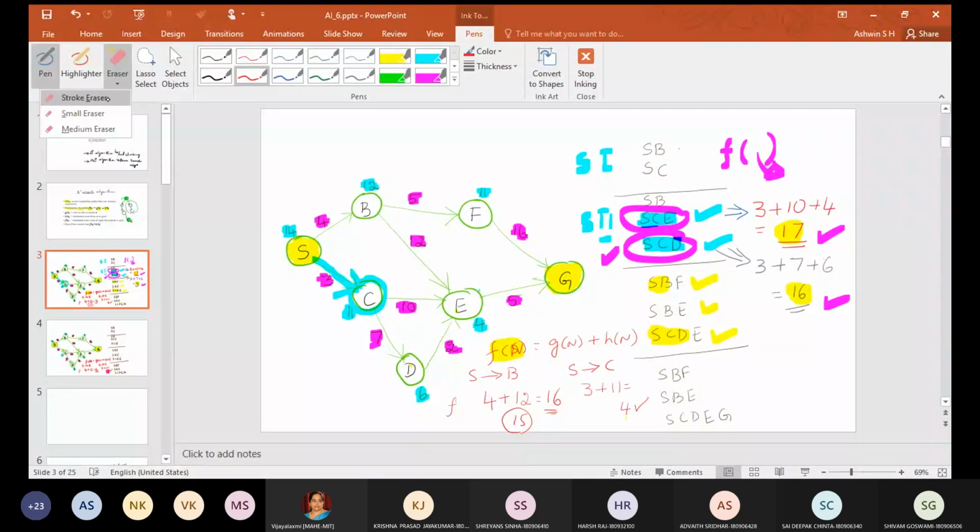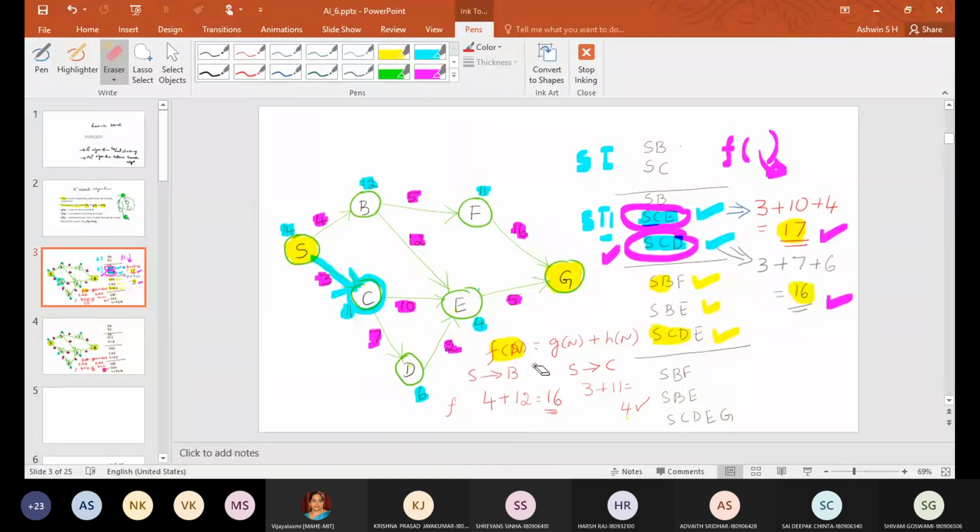That is what I wanted to tell you people: whenever the evaluation function is the same or minimum, you select the minimum. Okay, now I have gone to SBF, SBE and SCD. Now let us find out the values. For SBF it will be S to B 4, B to F 5, 4 plus 5, and the heuristic value is 11. So it is 5 plus 4, 9, 9 plus 11, 20.